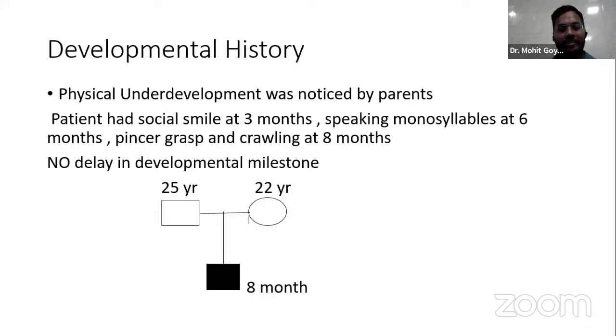Physical underdevelopment was noticed by the parents. Patient had social smile at 3 months, speaking monosyllables at the age of 6 months, pincer grip at 8 months. There is no delay in developmental milestones. He is the firstborn child of parents aged 8 now.